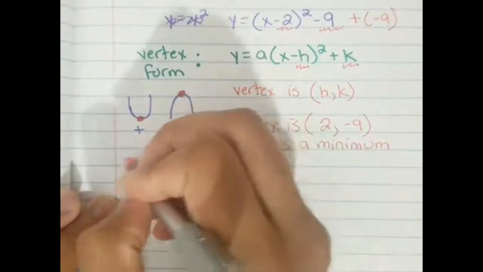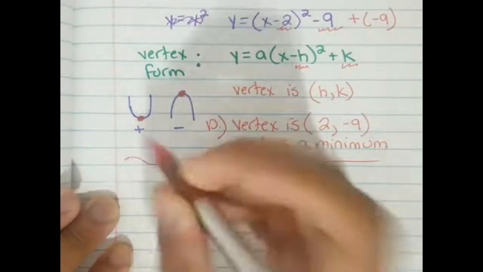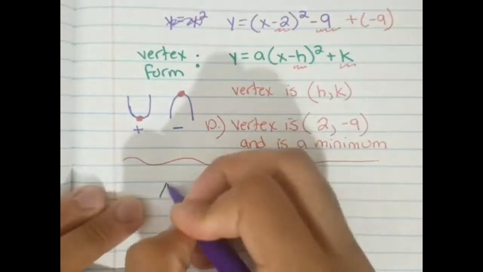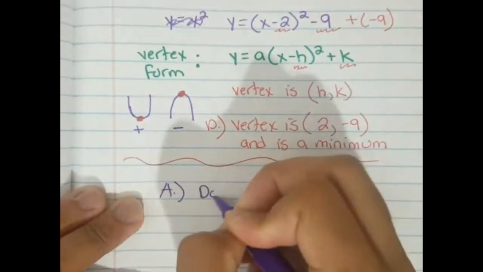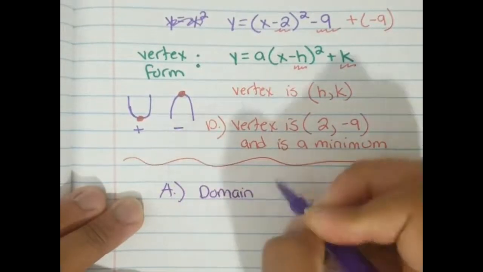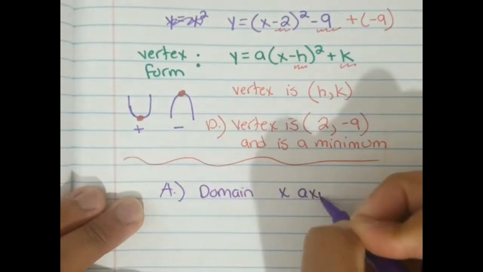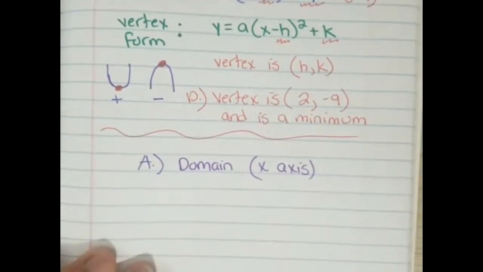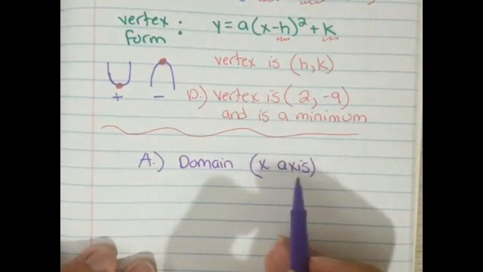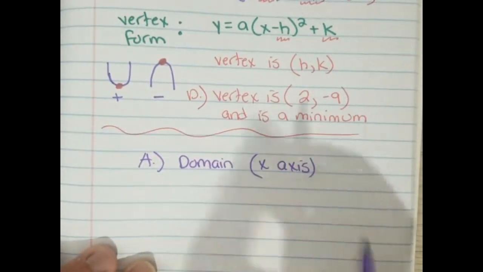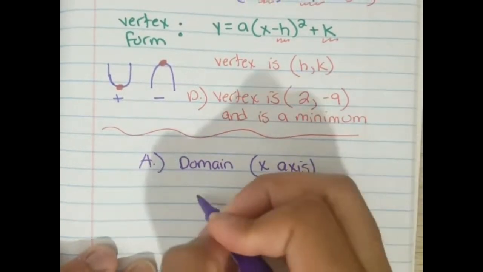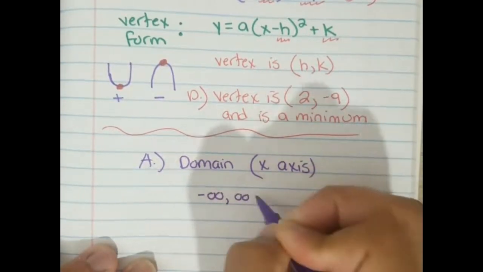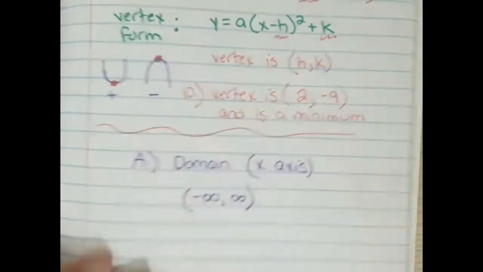So for part A, the domain, we're talking about the x-axis and where the graph takes on values within the x-axis. And it's going to be all real numbers. But we usually write that as minus infinity to positive infinity.